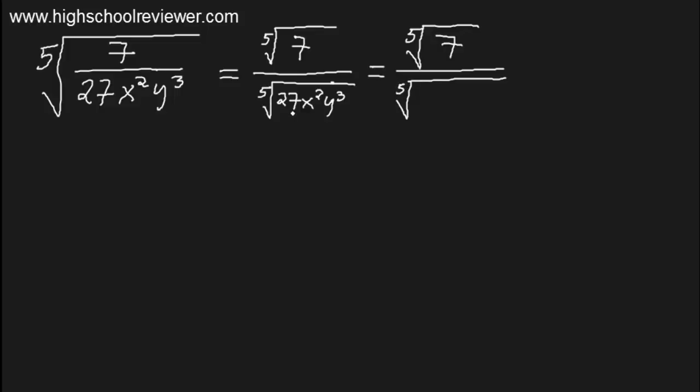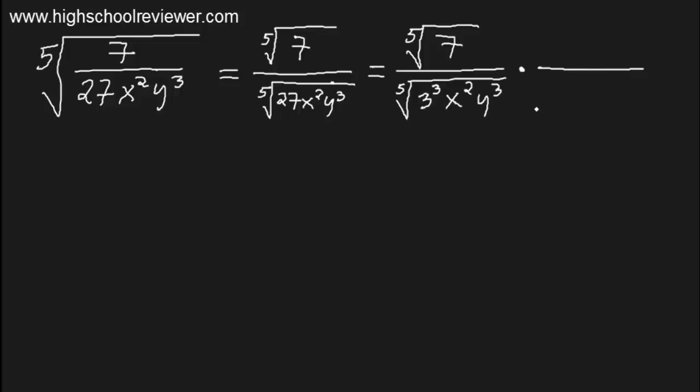Now, we need to simplify 27. So 27 here, let's change this into an exponent. To change this into an exponent, this will be 3 raised to the power of 3. Then our next will be x raised to 2, and then y raised to 3. This is now where we will multiply them by a numerator and a denominator.